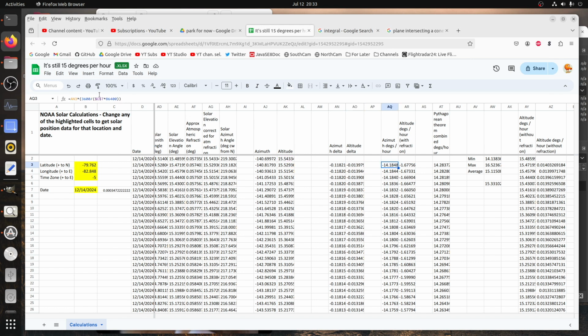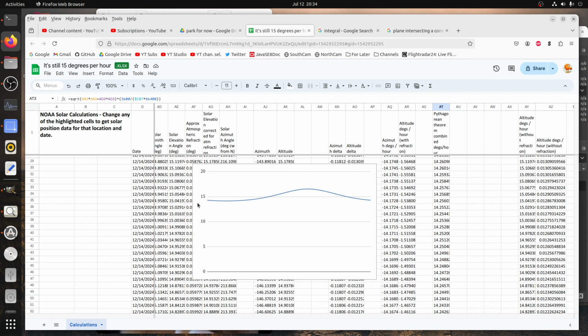Azimuth in degrees, I multiplied by 120 because each of these entries happens to be every 30 seconds. Then I multiply that back, in this case, by 120 to give me seconds in an hour, one for the delta in the azimuth and another one for the delta in altitude. I applied the Pythagorean theorem on these two to get the combined degrees per hour.